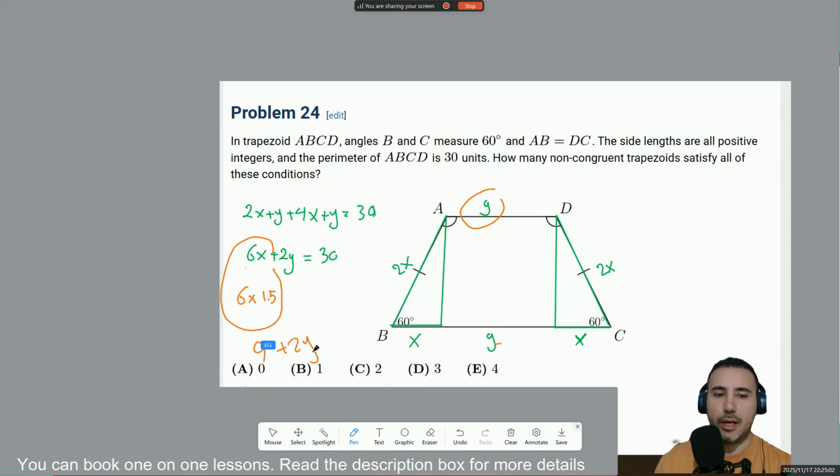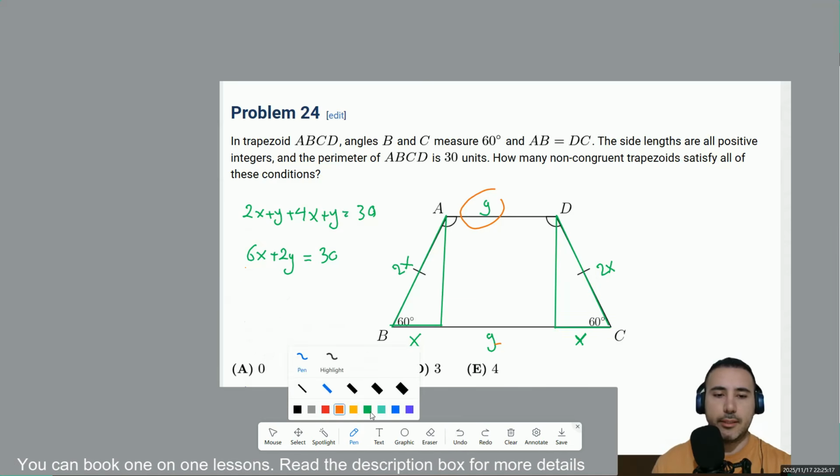9 plus 2y is equal to 30. 2y will be 21. Y will be 10.5. It's not going to work. So that's relaxing, because now we know that x just has to be an integer. And it's okay. Look, this is even. This is even. This is even.